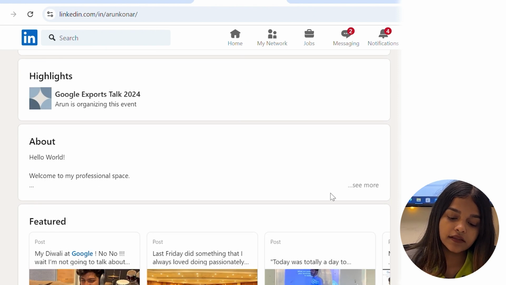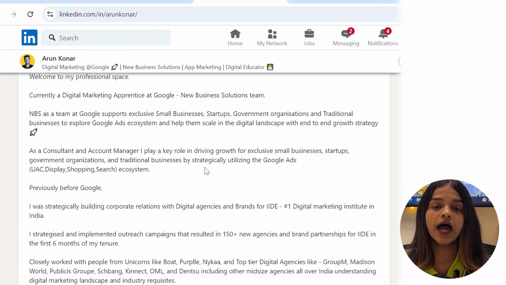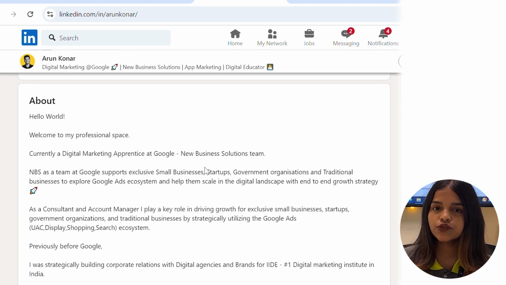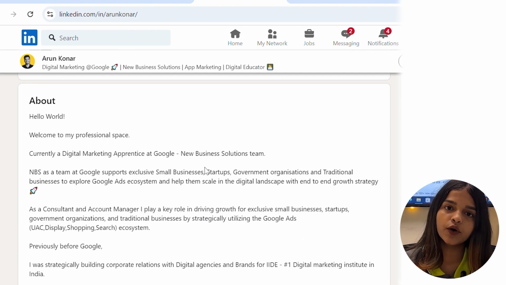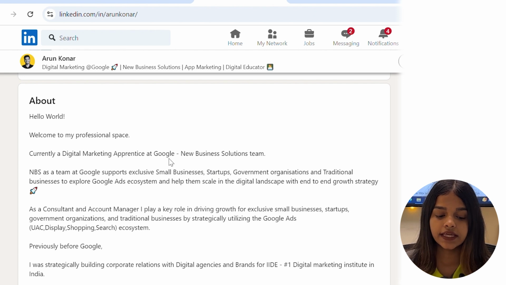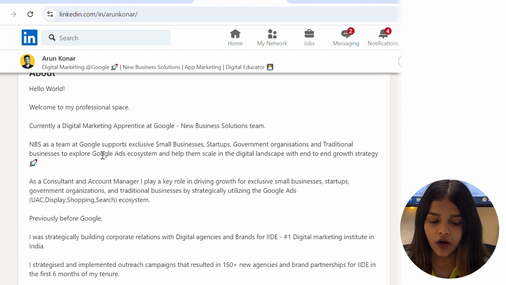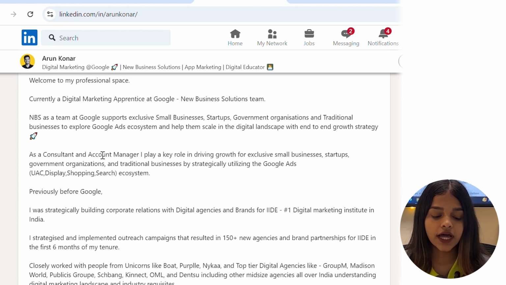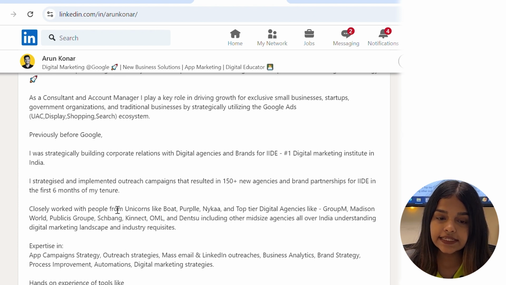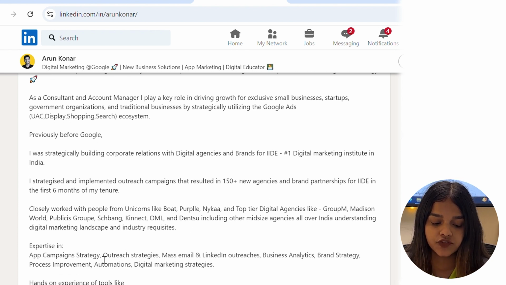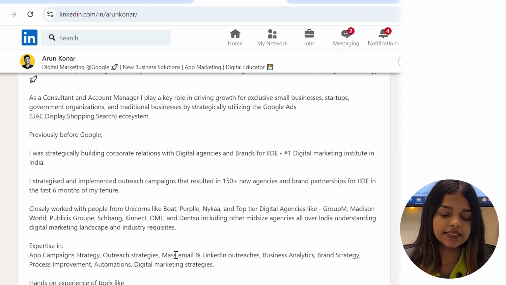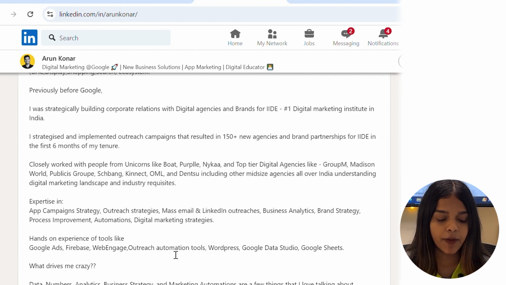Now let's take a look at the next essential section, which is the about section or the summary section. This individual has crafted a very detailed about section wherein they have talked about their profession, what field or organization they are working in, and what their roles are. They have talked about their skill sets. They have expertise in campaign strategy, outreach strategies, mass emailing, etc. So they have listed all of that properly in the about section.